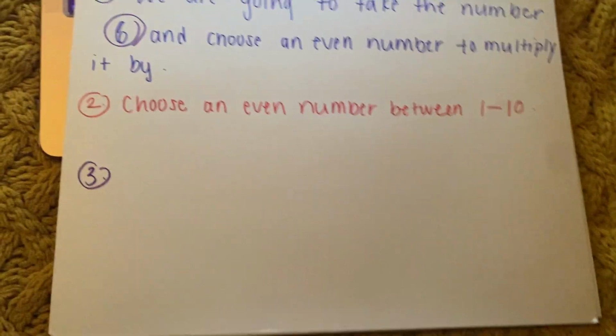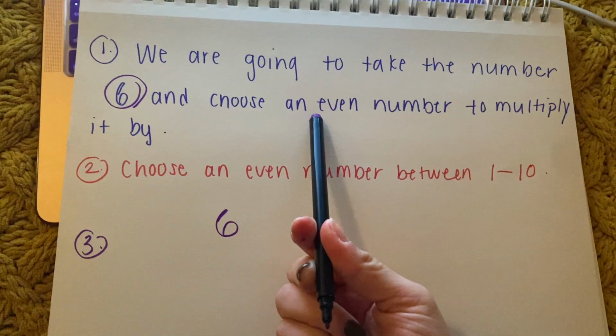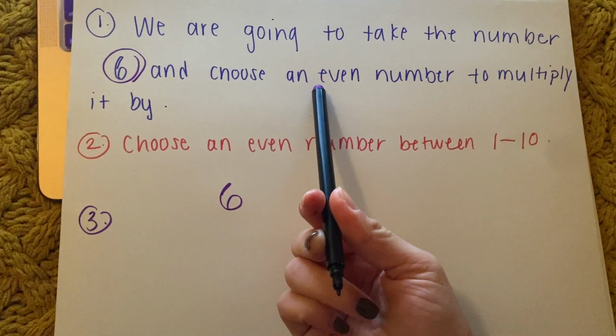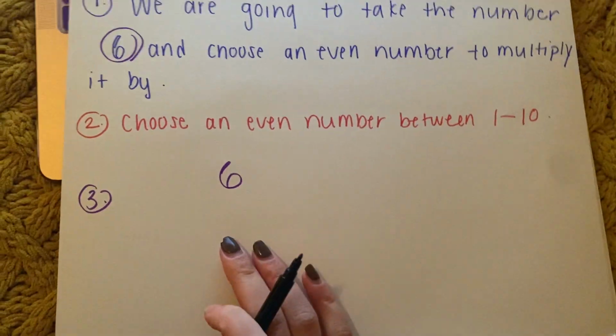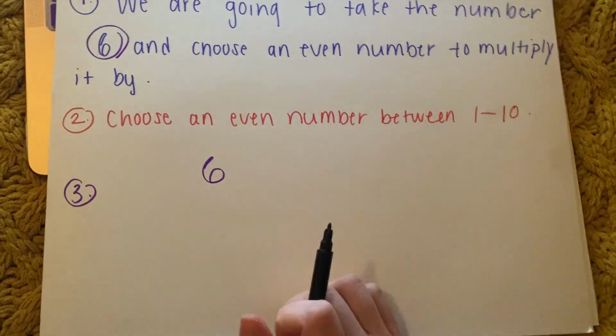First I'm going to write out the number 6 because that is what we started with in our first step. That's what we're going to be multiplying an even number by. Then you guys can choose the even number that you want between 1 and 10. I'm going to do 8.